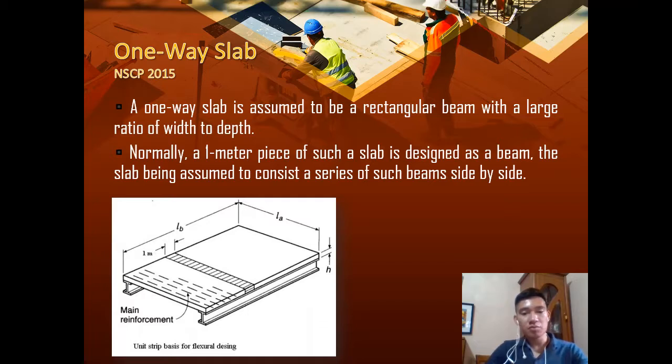For example, this is our beam, guys. We just take a 1 meter strip and this is what we design as a beam, or design as a one-way slab. So, the design of this 1 meter strip is the same as the design of the strip beside it, or on this other side. That is all. The design of a one-way slab is easy.